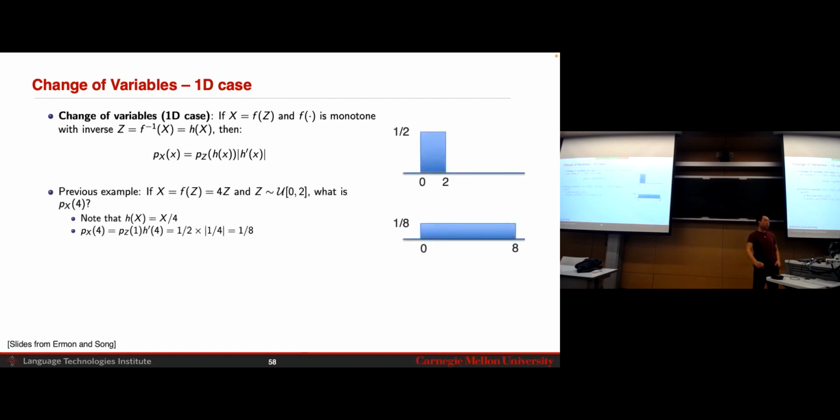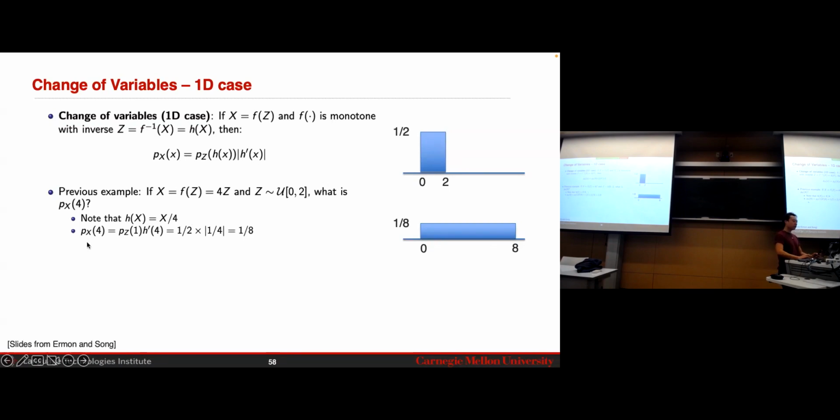So again, we had this example where z was uniform 0 to 2 with a PDF of half, and I multiplied it by 4, right? So my function from z to x is multiplying by 4. So f is multiplying by 4. My inverse function, f inverse, which is h, is a quarter, right? h of x is x over 4.